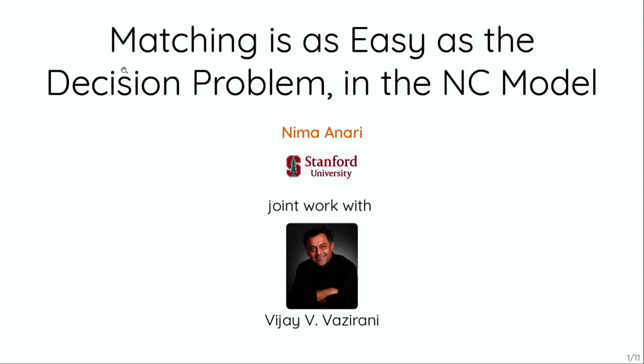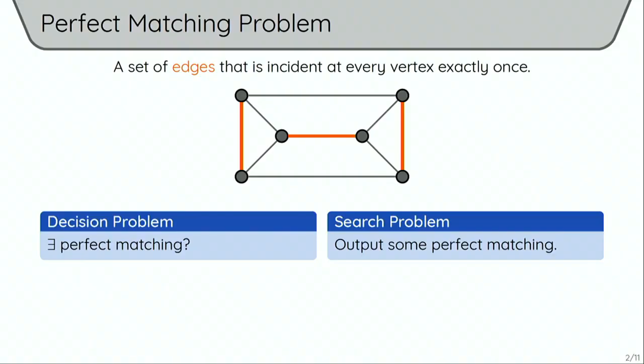All right, so this is joint work with Vijay Vazirani. So let me just jump into the problem. The problem we want to study is finding perfect matchings in graphs. These are just sets of edges that have one edge incident per vertex. And the two natural questions that you can ask are a decision problem and a search problem: whether a given graph has a perfect matching, and the search problem is to just output one if one exists.